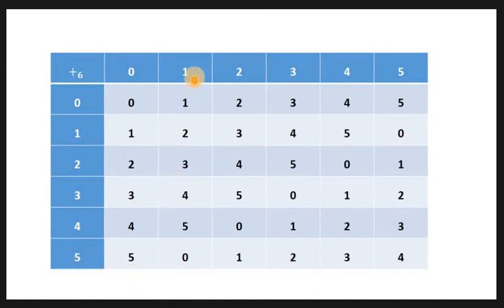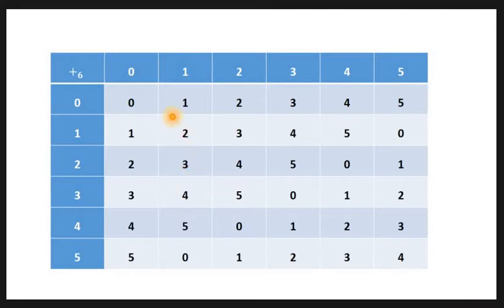5 plus 1 is 0. 5 plus 2 is 7. 7 minus 6 is 1. 5 plus 3, 8. 8 minus 6 is 2. And 5 plus 4 is 9. 9 minus 6 is 3. 5 plus 5, 10. 10 minus 6 is 4. So like this we fill all the elements in the table.